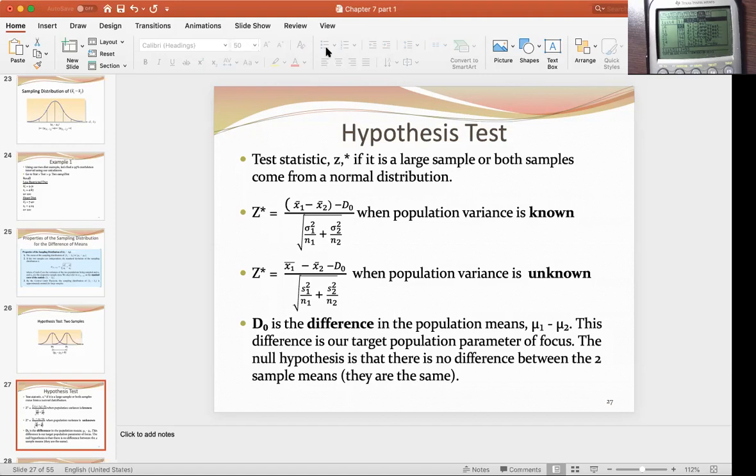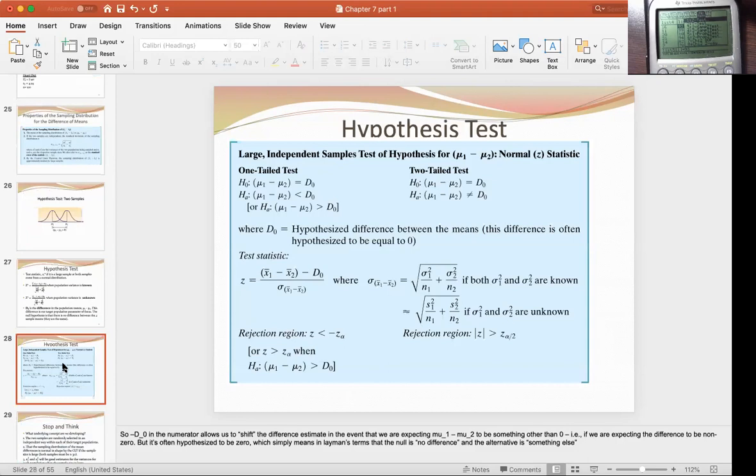And D naught is the difference in the population means, mu1 and mu2. This difference is our target population parameter of focus. The null hypothesis is that there is no difference between the 2 sample means, i.e. that they are the same mean. Oftentimes, D naught is hypothesized to be equal to 0, okay? It's the hypothesized difference between the actual means.